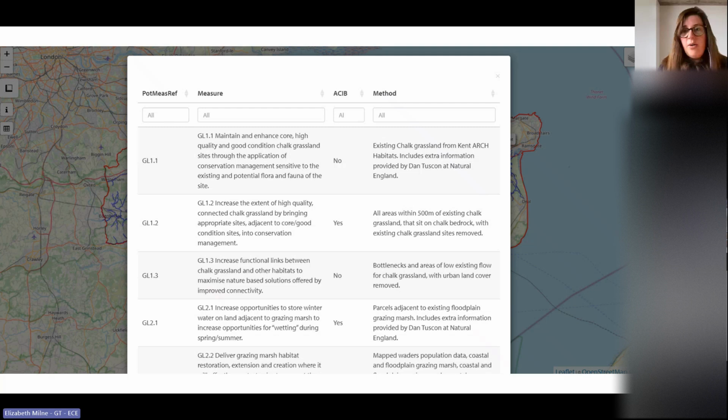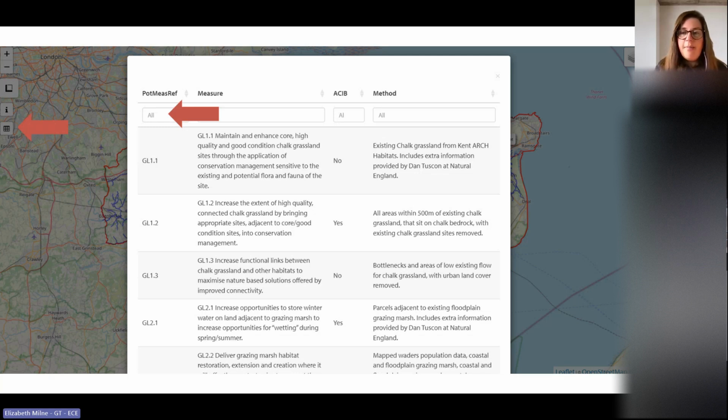So if you do want to know what a potential measure reference relates to, you click on that table button, and then that will bring up this measures table, and you just pop the reference number in the search box under potmess ref. That will bring up all the details for that particular reference, and it will tell you what the measure is, whether it was used to inform the areas that could become of importance for biodiversity, and also includes a brief description on the mapping methodology. So when you're looking at it, you can understand why it might look like it looks.